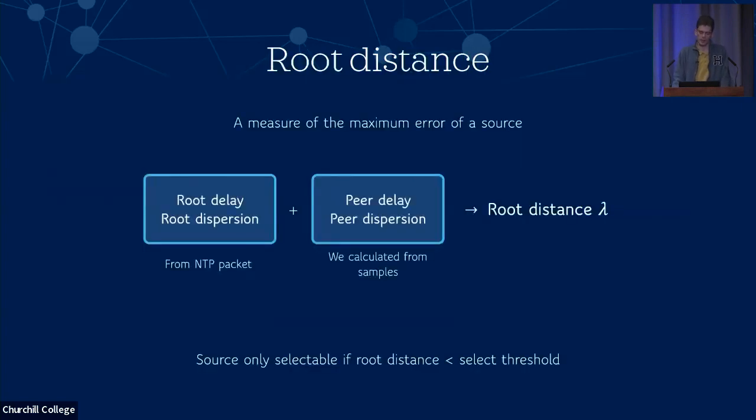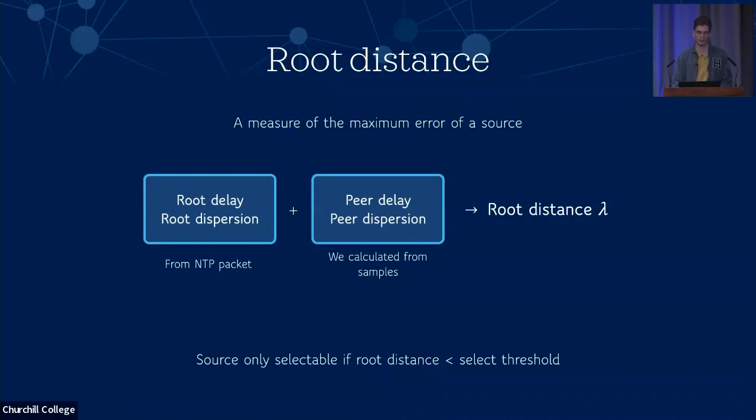Okay, and then we combine this value with the delay that we've calculated and also with the delay and the dispersion that we've got from the upstream server. And combining that gives us a root distance for this server. And we represent that by lambda. And that's a measure of the maximum error of this source. And this is what we use to determine whether a server is selectable.